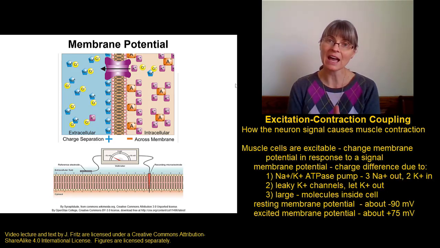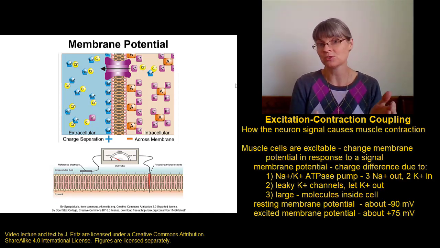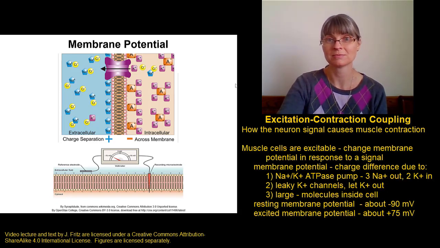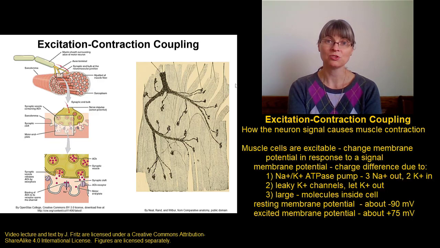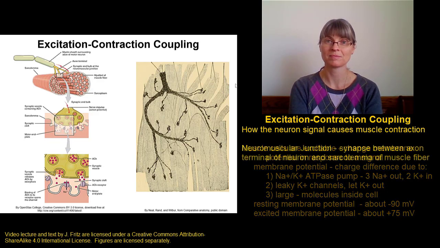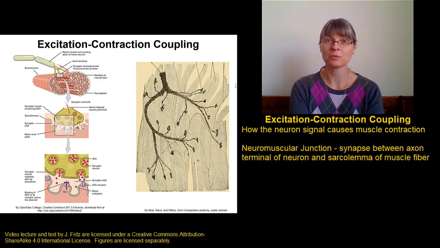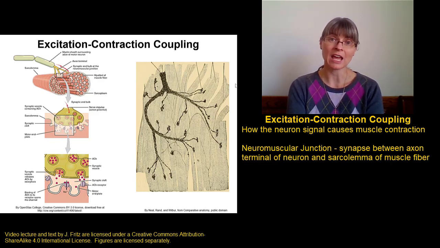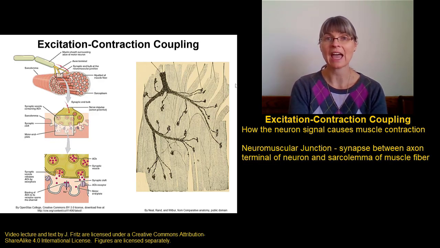Let's take a look at exactly how a signal from a neuron is able to change the charge of our muscle cell. To see how the signal from the neuron can change the charge of the muscle cell, we need to start by looking at the neuromuscular junction. The neuromuscular junction is where the neuron meets the muscle. Because this is a connection that involves a neuron, we call it a synapse. Connections involving neurons are called synapses. And this synapse, or this connection, is going to be between the axon terminal of a motor neuron and the sarcolemma, or the plasma membrane, of the muscle fiber.